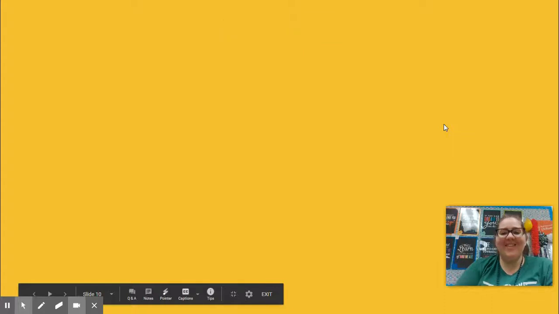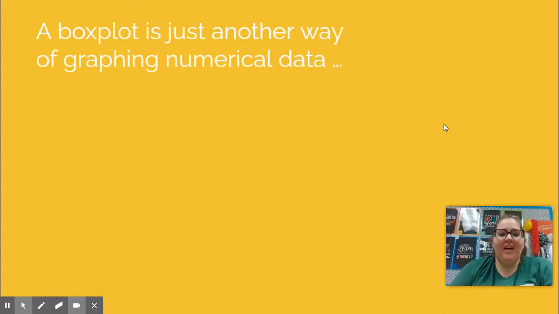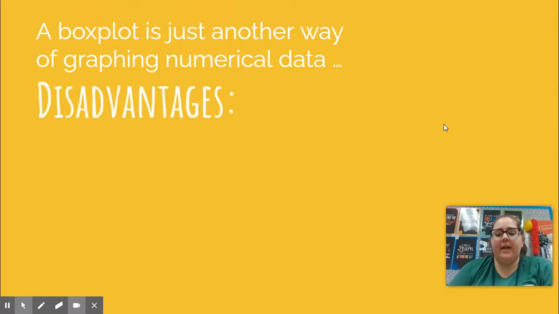Okay, so second half of the video, or second half of the lesson. So we're going to look a little bit at boxplots. So a boxplot is really just another way of graphing numerical data. So here are some disadvantages of a boxplot.